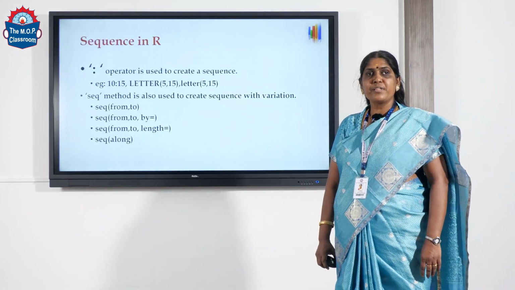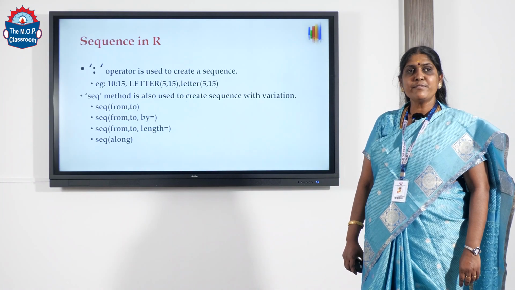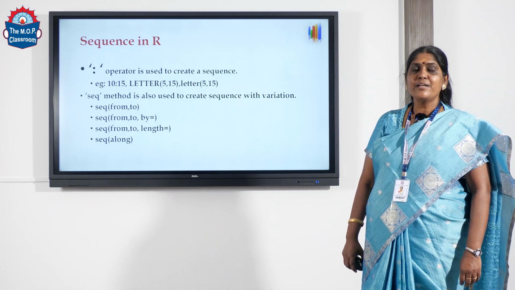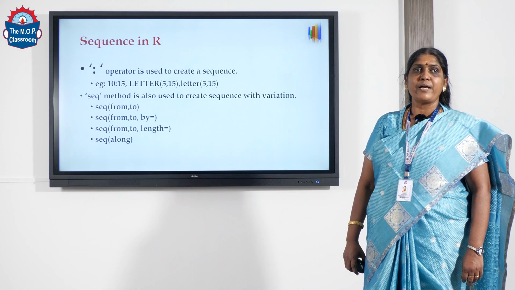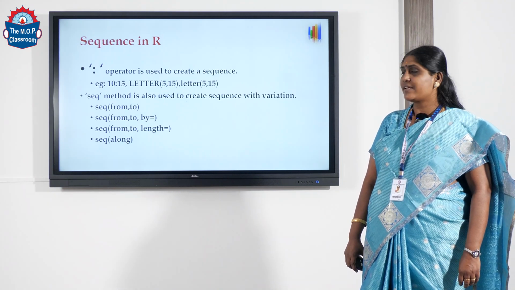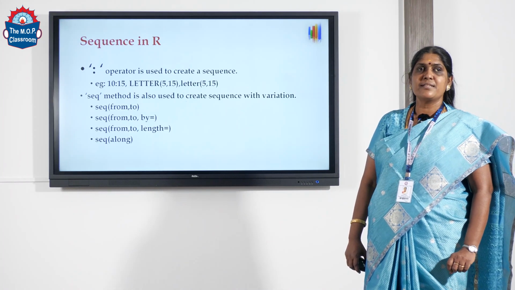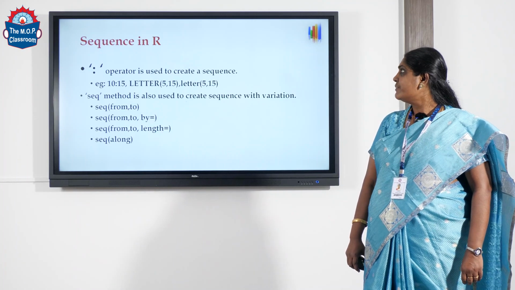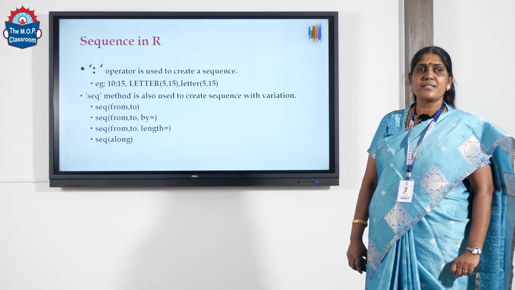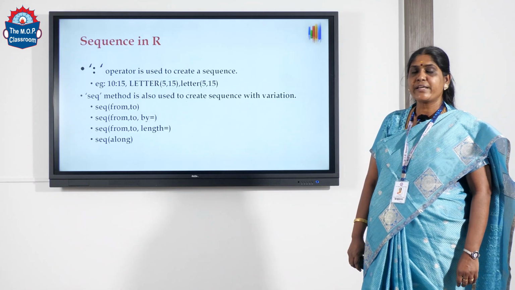In detail about the sequence in R. Colon is the operator used to create a sequence. The sequence can also be created using other methods. One is to create a sequence of alphabets using letters of 5:15, which is the example given here. So it starts from alphabet number 5 and prints till alphabet number 15. When the letters is given in lowercase, it prints the lowercase alphabets, and when the letters is given in uppercase, it prints the uppercase alphabets.